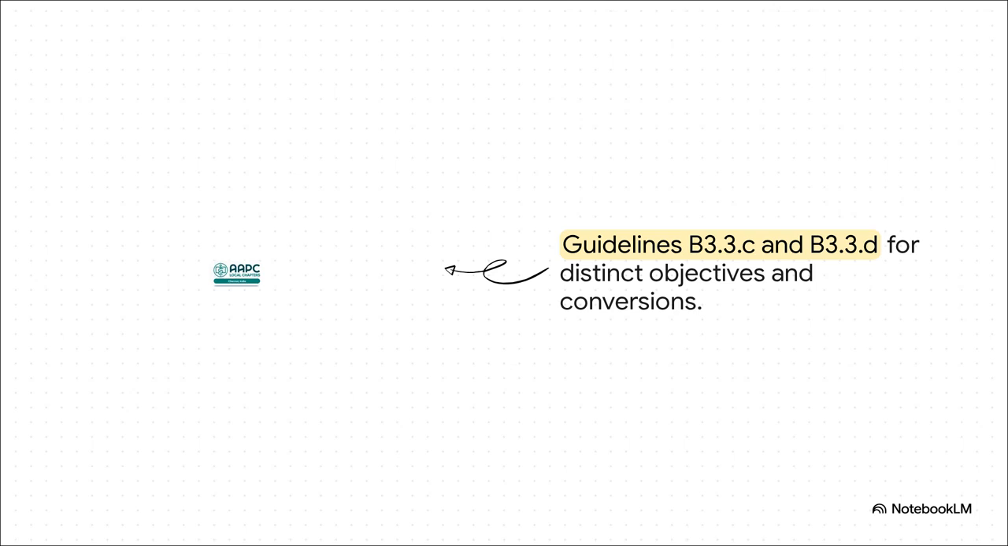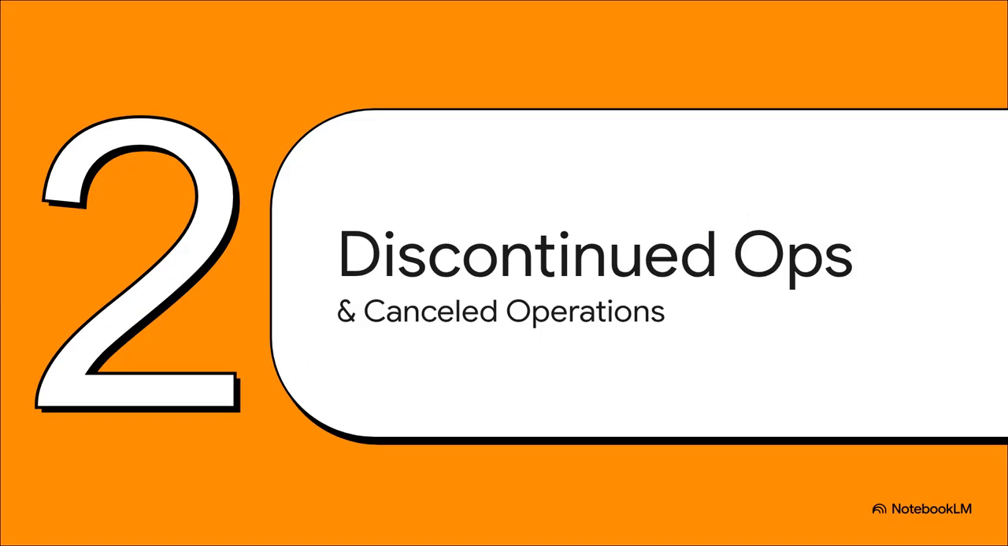The official AAPC guidelines illustrate this perfectly. Just looking at Guideline B 3.2c, for multiple distinct root operations with distinct objectives performed on the same body part, consider the destruction of a sigmoid lesion and then the bypass of the sigmoid colon, because destroying a lesion and altering the route of the tubular body part are 2 totally different, distinct objectives. They have to be coded separately. And then looking over at Guideline B 3.2d for converted approaches, a laparoscopic cholecystectomy that gets converted to an open cholecystectomy requires 2 codes. You need one for the endoscopic inspection that was attempted and a second for the open resection that was actually completed.